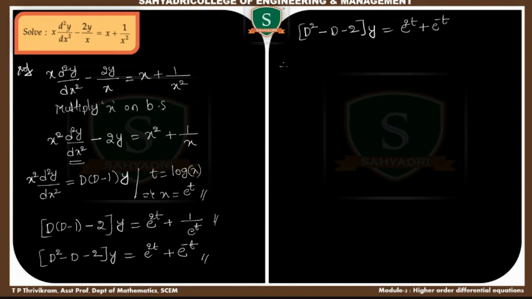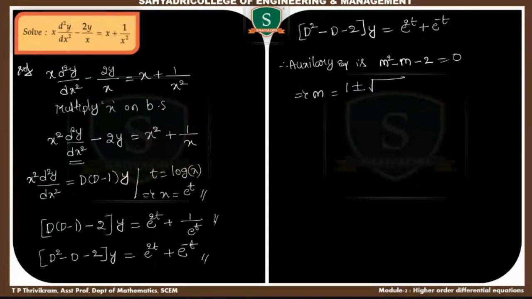So therefore auxiliary equation is how much? m square minus m minus 2 equal to 0 implies m is equal to, apply the formula to get the answer, minus of minus you'll get plus 1 plus or minus root of b square minus 4ac. So b square means 1 minus 4 into 2.